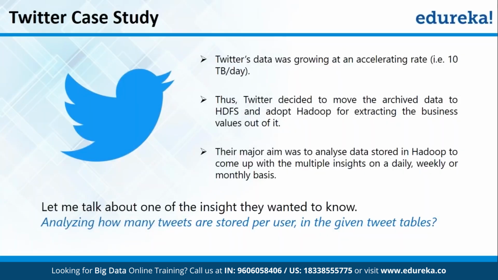So the very first thing is Twitter's data was growing at a very fast pace, almost 10 TB per day. This is an old reading. However, if you are able to find today's rate, it would be much more than this. So it became important for Twitter to analyze this data and get insights out of it, and hence Twitter decided to move the archived data into the Hadoop distributed file system.